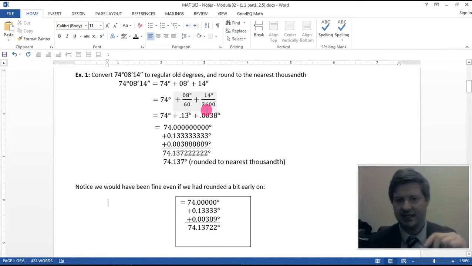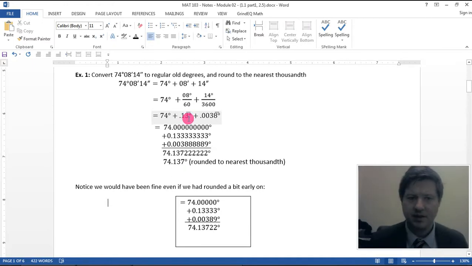And 60 times 60 is 3,600. So this is all you're going to be doing, this one little line here. You're going to take 8 minutes, divide it by 60, take 14 seconds and divide that by 3,600. And now each of those is in plain old degrees. So that division, 8 divided by 60, is 0.13. And that 3 just keeps on repeating. So the little bar there indicates that.